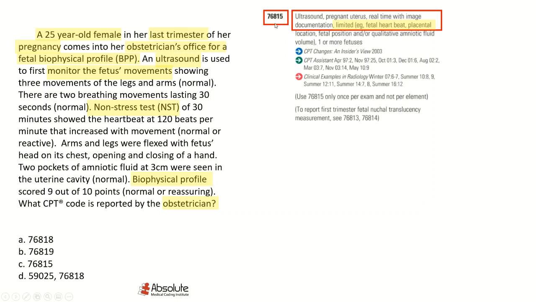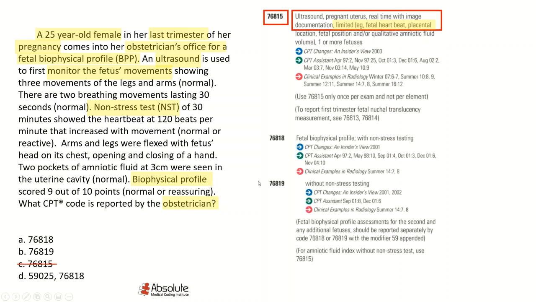Let me show my screen, okay? So 76815, that would not be the code because this is simply an ultrasound of the pregnant uterus and it is limited. It's just looking at the fetal heartbeat, the placenta location. We have more going on. We've got this NST, we've got the BPP. So 76815, we're going to take that one away, all right?